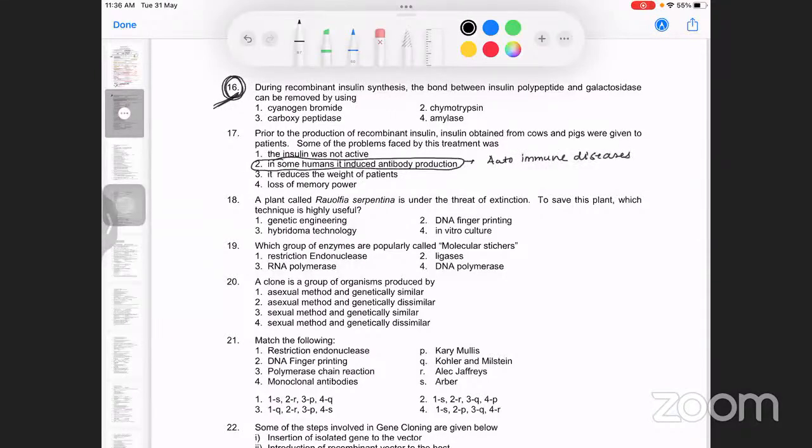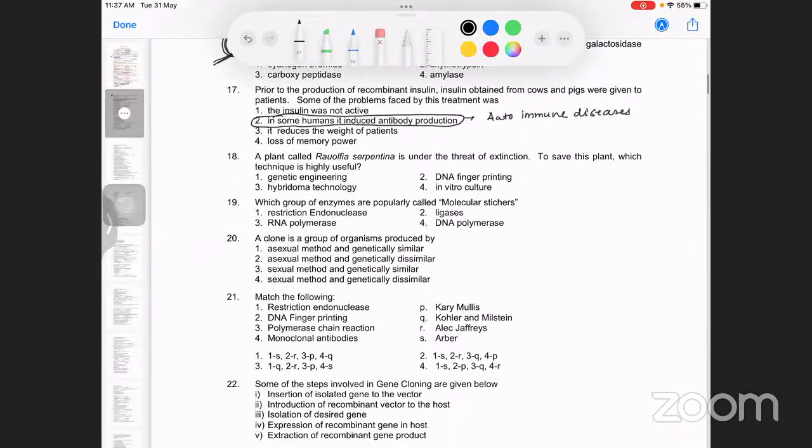Autoimmune diseases. Next, the plant Rauwolfia serpentina is under the threat of extinction. To save this plant, which technique is highly useful? Genetic engineering, hybridoma, DNA fingerprinting, in vitro culture.